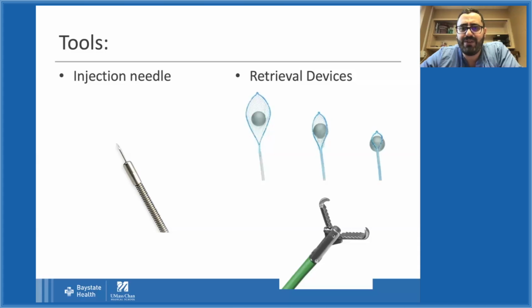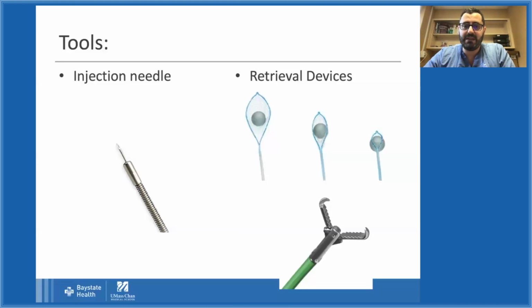And then you also have what we call retrieval devices. After we remove the polyp, we need to take it out of the colon, right? So the pathologist can look at it under the microscope and tell us whether it's cancer or not. So we have two retrieval devices.